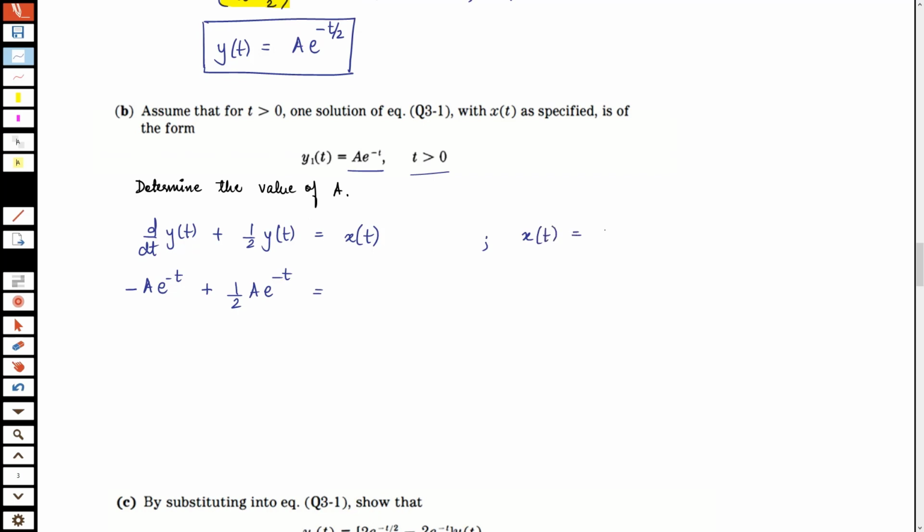Remember what is x(t)? e to the power minus t u(t) is x(t). For t greater than 0, we know that this signal is simply equal to e to the power minus t, right? Because u(t) is equal to 1 for t greater than 0. So I'm going to write e to the power minus t here. And we've got e to the power minus t everywhere, which can cancel out on both sides. And we would get minus A plus half A is equal to 1. And this gives us A as minus 2. This was the solution for part B.